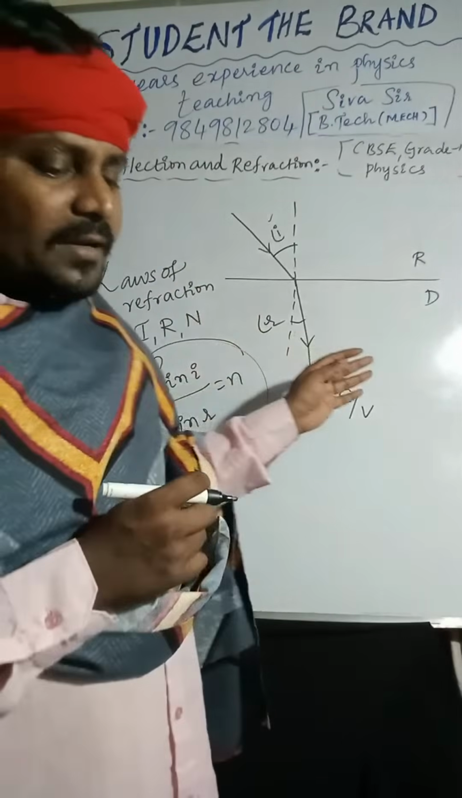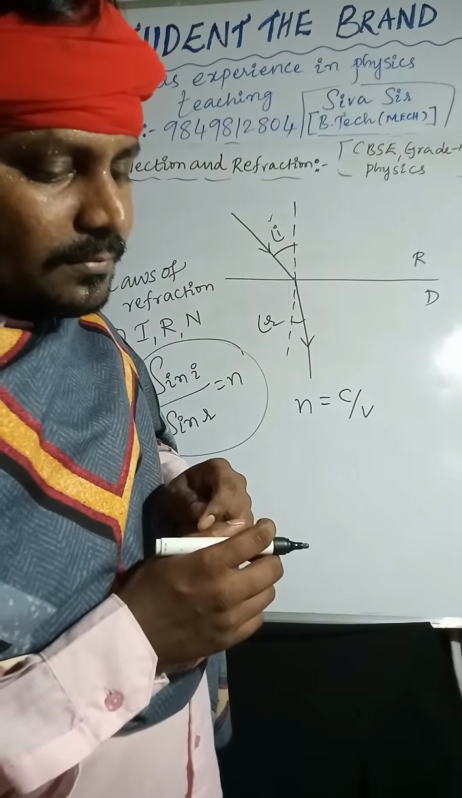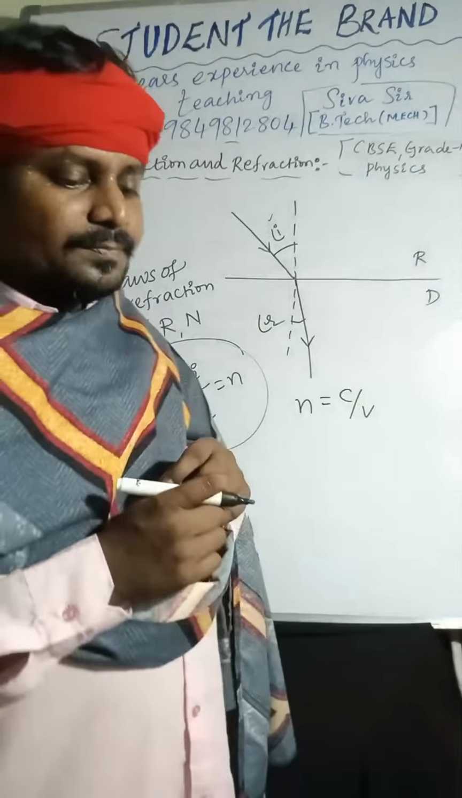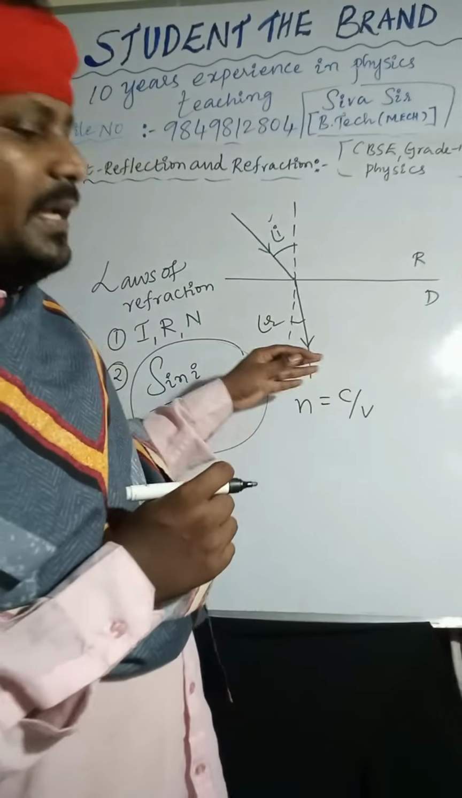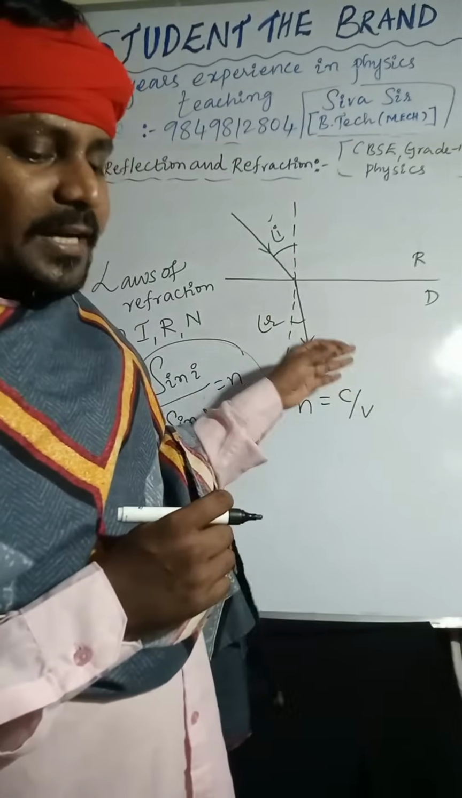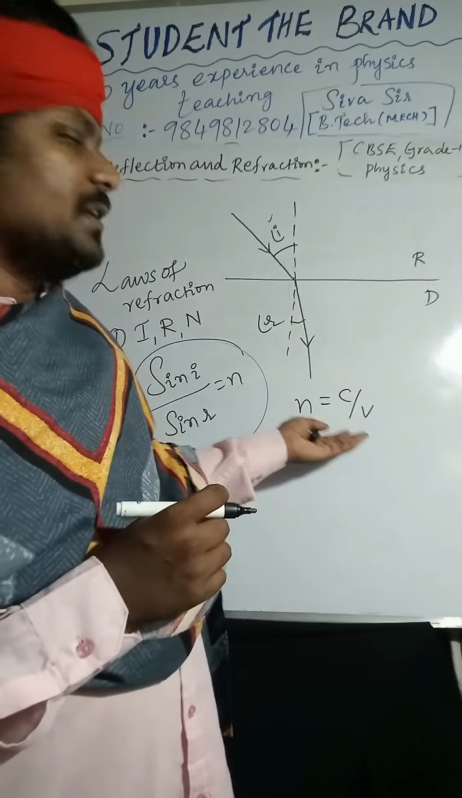The refractive index n equals c by v, the speed of light in vacuum by the speed of light in the medium. That is the absolute refractive index.